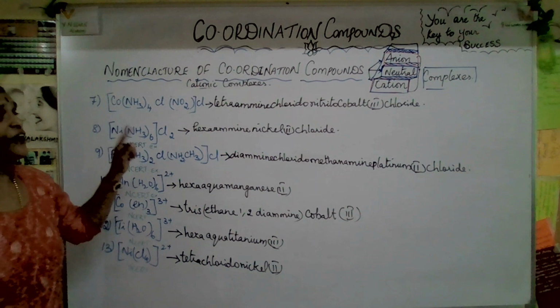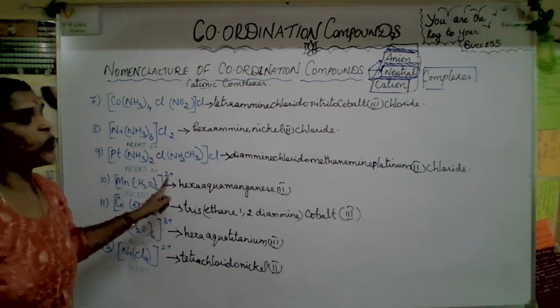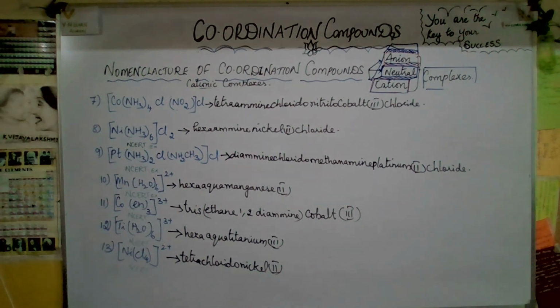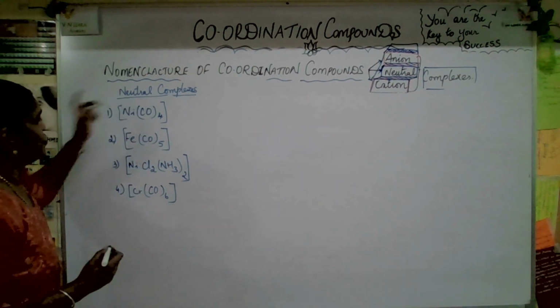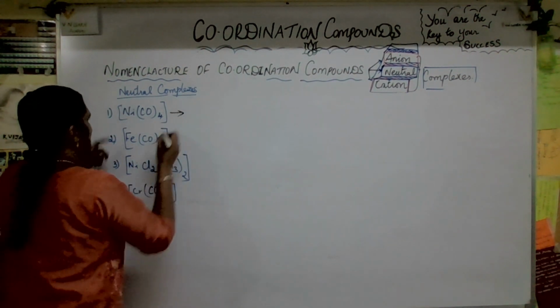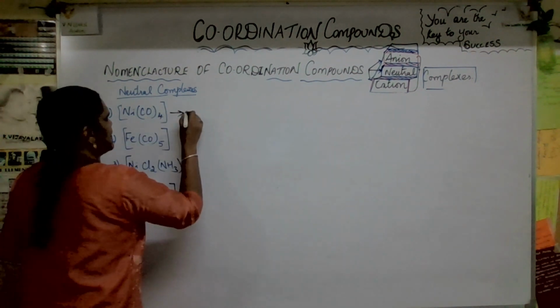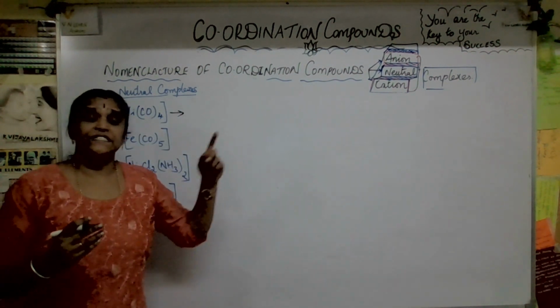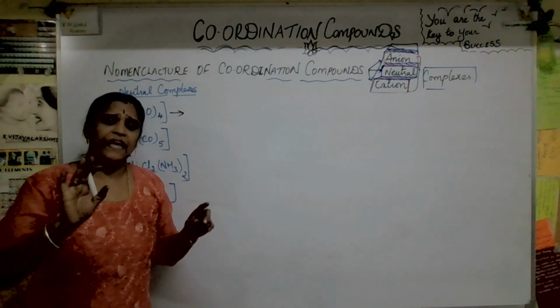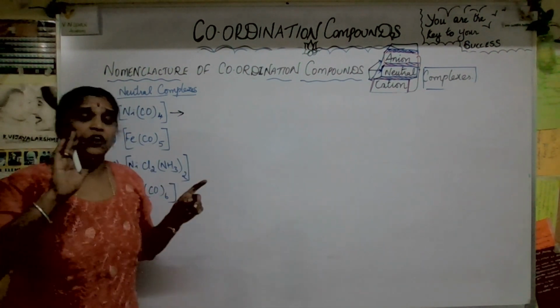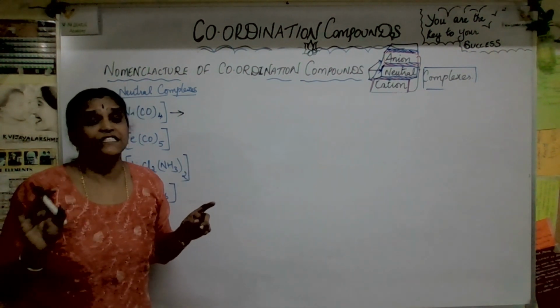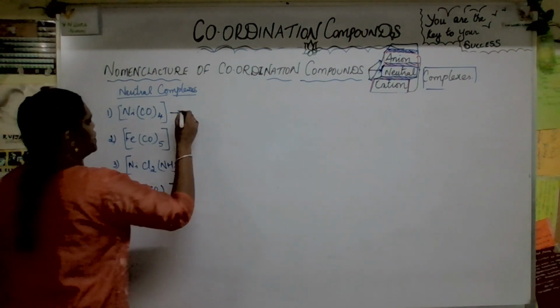Okay, now we are going to see the neutral complex ions. Now let us watch neutral complexes. The name of the neutral complex is tetracarbonyl nickel. See, for neutral complexes and cationic complexes, the name of the central metal ion will be the same. There is no suffix ate. Please note down. So here what is it?